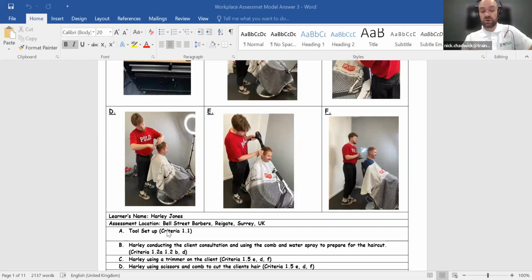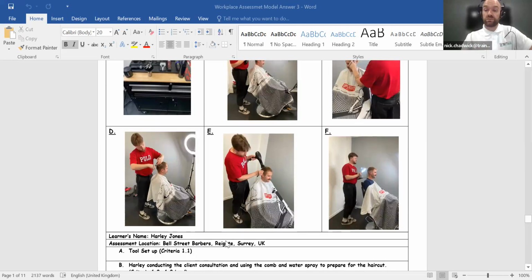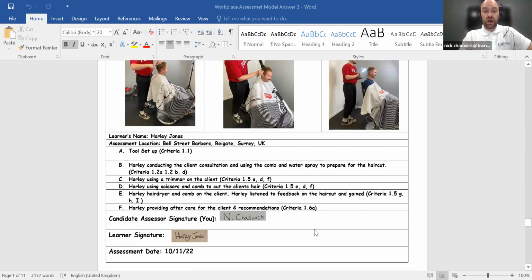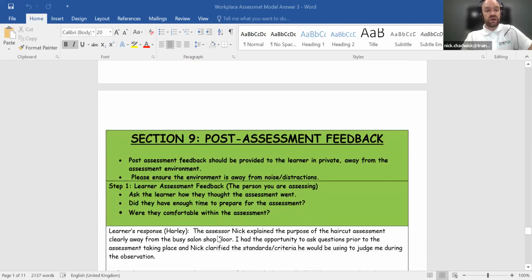You can, of course, include the criteria. So you could say what the photo is showing in terms of mapping this to your criteria. That is absolutely fine to include as well. Do remember to include the learner's name, the assessment location once again, and also just remember to sign the photographic evidence section, and also ask the learner to sign this as well. We also have the assessment date there, so do include that, as we know.